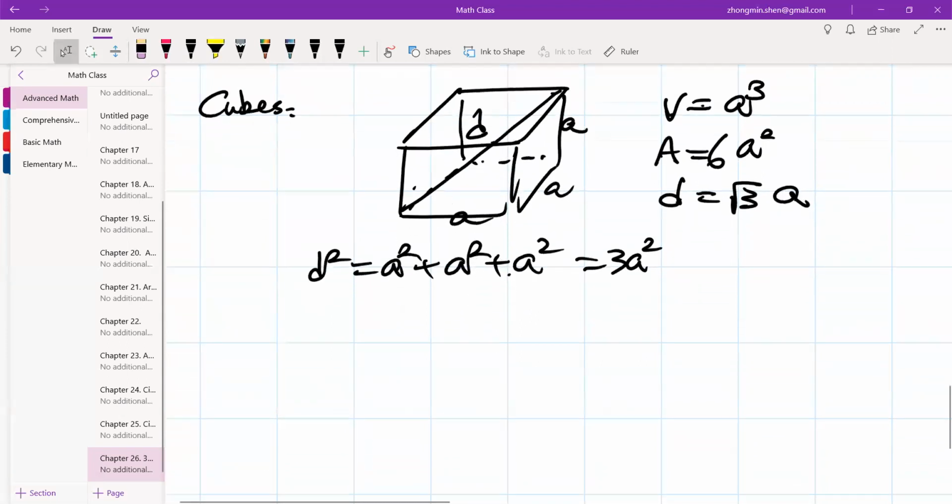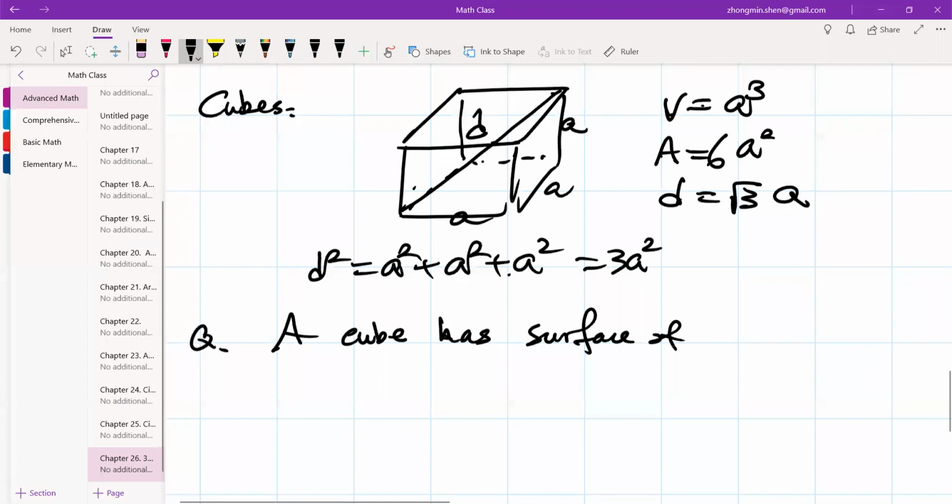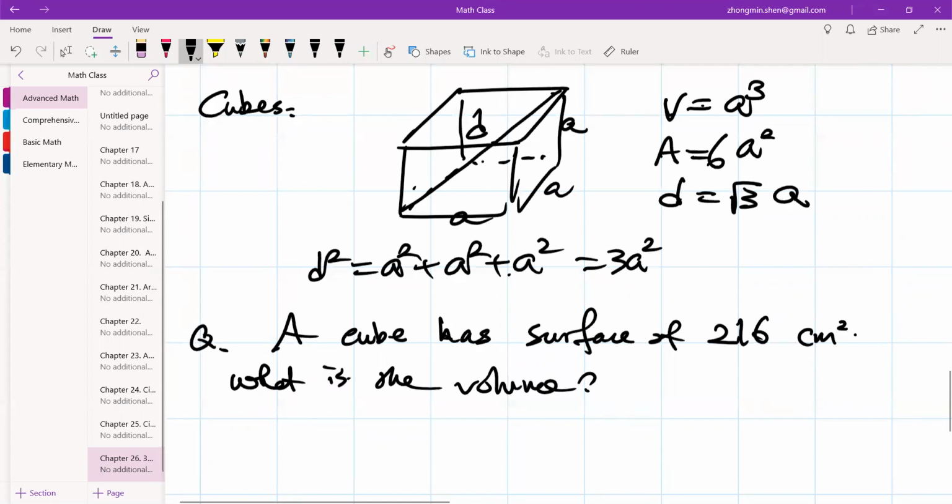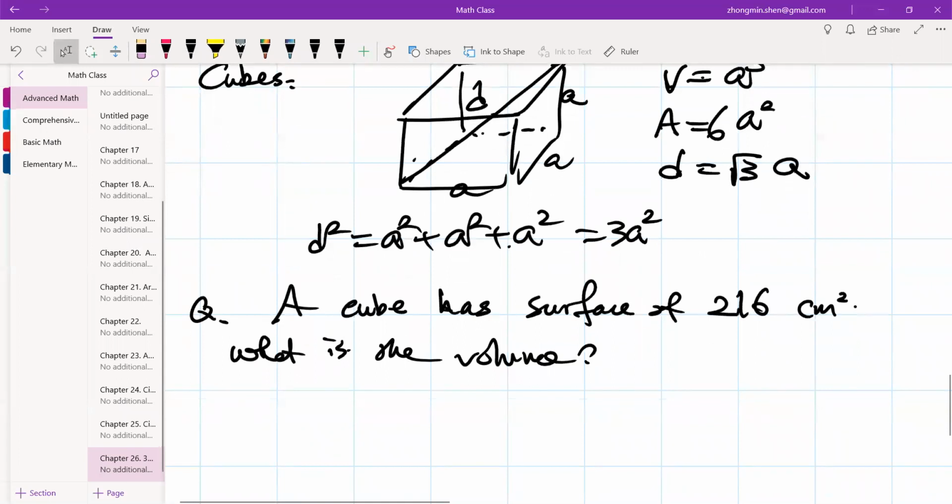All right, so let's look at the following problem. A cube has a surface area of 216 square centimeters. What is the volume? And this is just a two-step problem. You're not given the edge first. That's the easy problem.